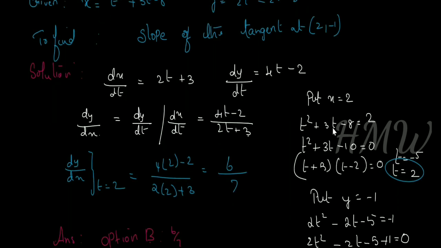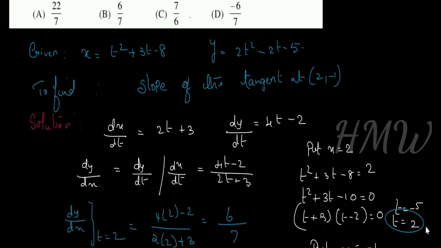So t square plus 3t minus 8 is equal to 2. t square plus 3t minus 10 equal to 0. So t plus 5 into t minus 2. The product is minus 10, sum is 3. So t is minus 5 and t is 2. We got 2 values for t. So let us put y is minus 1 and then find t.